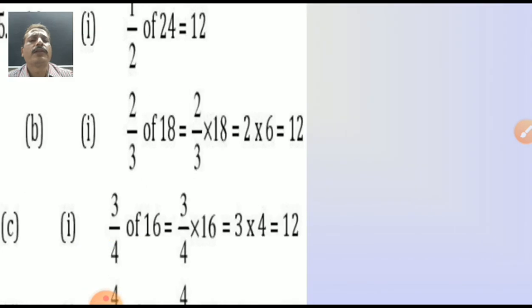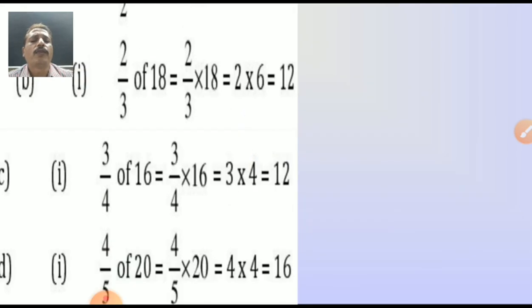C, the first student, 3 by 4 of 16. Just cut it. 3 into 4, 12 is the answer. And 4 by 5 of 20, which gives you 4 into 4, 16. Okay.